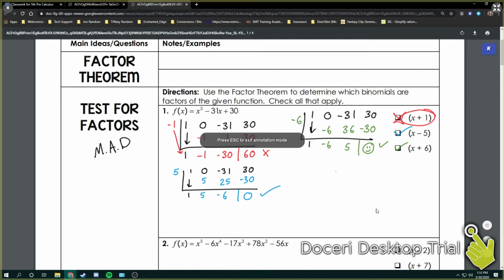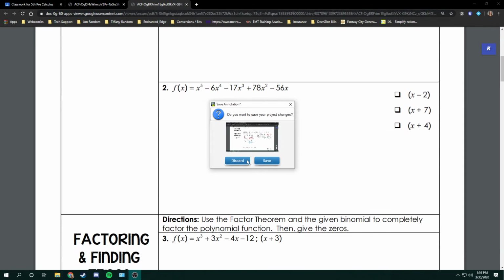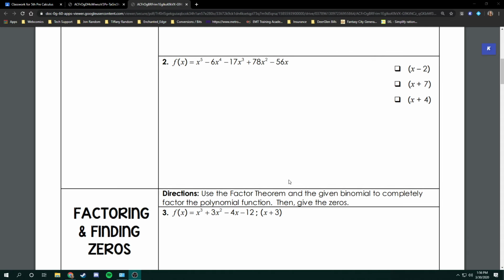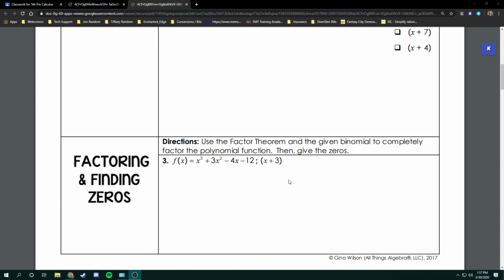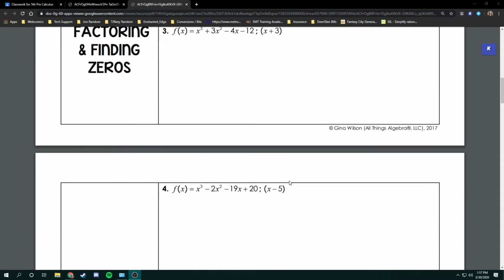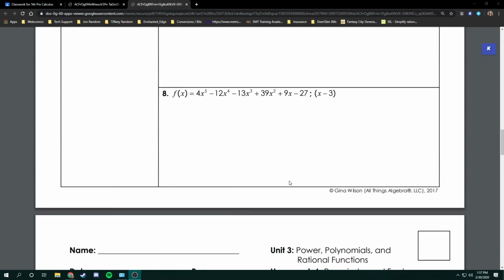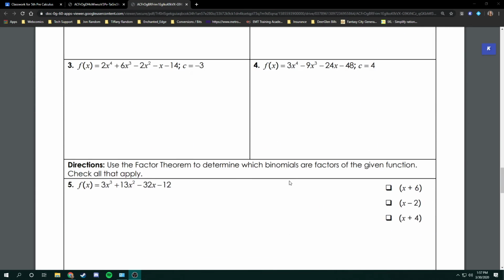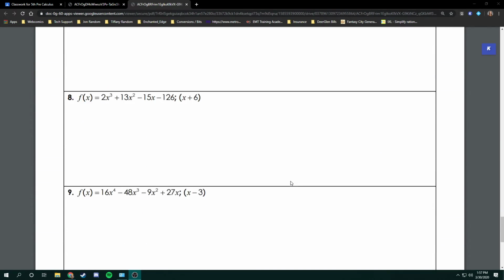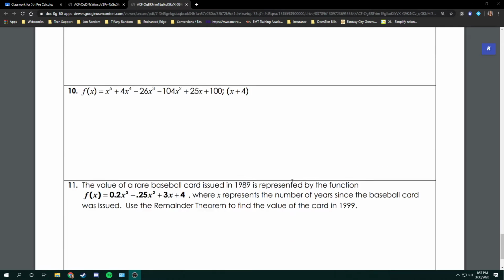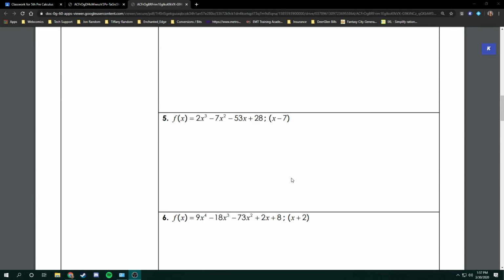First example. Probably not going to do all the ones in the notes. It's pretty redundant after a while. Okay, so that's just a slightly larger version of the problem. Let's use the factor theorem in the given binomial to factor the polynomial, then give all the zeros. Look at that. Okay, she doesn't do any with the leading coefficient. That's mildly annoying.